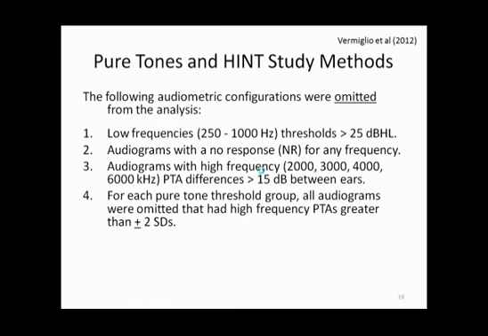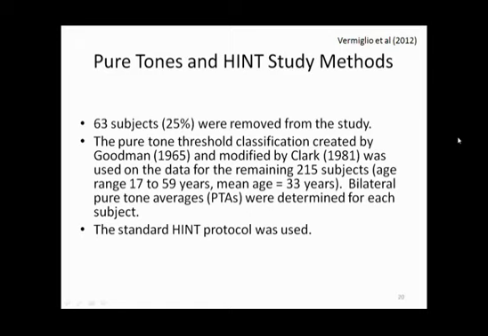And then for each pure tone threshold group, all the audiograms were omitted that had high frequency pure tone averages greater than ±2 standard deviations. We tossed them out too. Okay, we removed 63 subjects, or roughly 25% from the study. The pure tone threshold classification scheme created by Goodman and modified by Clark was used on the data for the remaining 215 subjects. The age range was from 17 to 59 years. The mean age was 33 years.